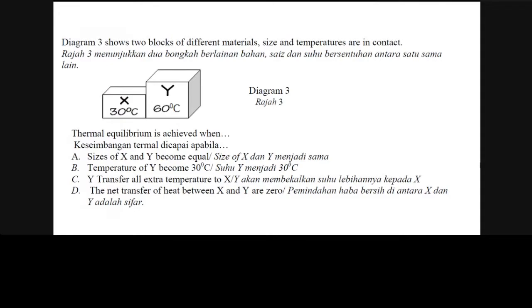Rajah 3 menunjukkan 2 bongkah berlainan bahan, air dan suhu. Alright. So, keseimbangan terma dicapai apabila, okay, korang kalau tengok soalan ni, terus tengok net heat transfer lah. Okay, net transfer of heat is 0. Okay, so D. Right? Okay, so these are real SPM questions.